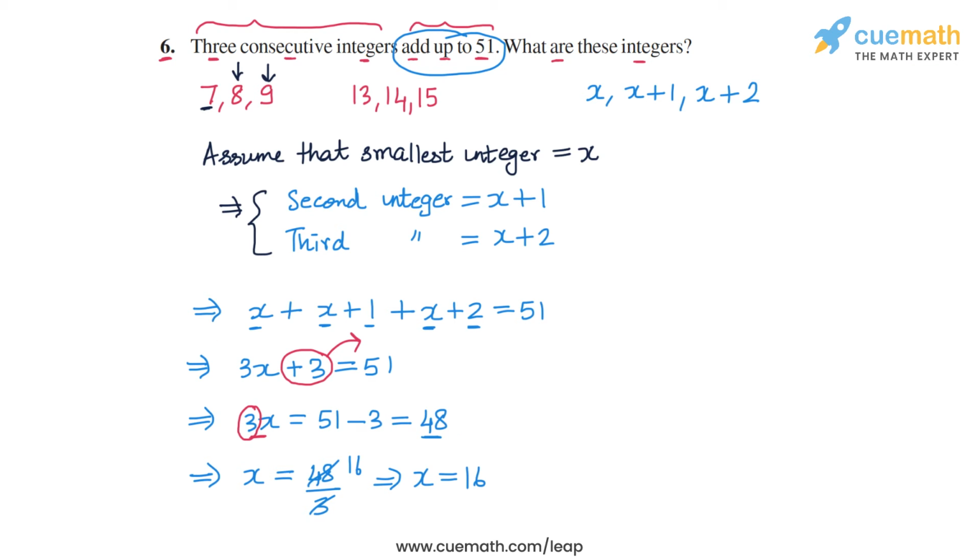Alright, now we have found the value of x and that will give us the 3 integers immediately. So the smallest integer is x or 16. The next integer is x plus 1 or 17. And the third integer is x plus 2 or 18. So the 3 consecutive integers we wanted to find are 16, 17 and 18, and we can verify that this answer is correct. If we calculate the sum 16 plus 17 plus 18, we will find that this will be 51. So that completes question number 6.